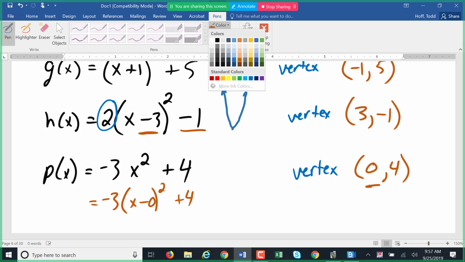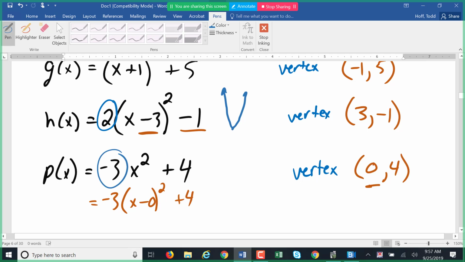And again, that one has a negative number multiplying the x. So what that means is that one's going to open downward, and it's going to be very narrow because of the 3. Looks something like that. So we can go ahead and graph these from this standard equation, standard form.